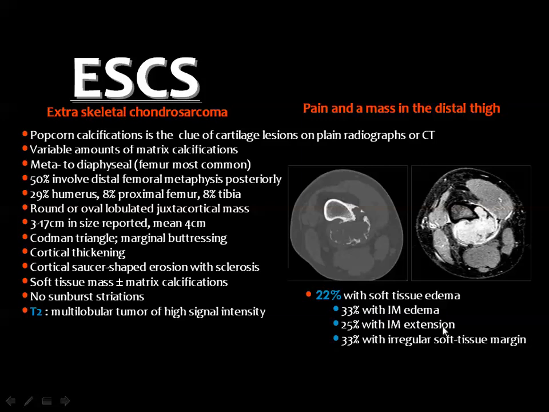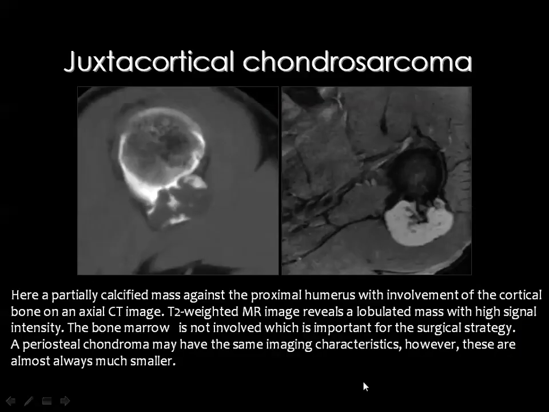the tumor extension into the adjacent muscle or irregular soft tissue margin of the tumor. These are the incidences for the involvement of the adjacent muscles. And this is a lesion which is adjacent to the cortex, and you see the matrix calcification and the bright signal in the T2 weighted image. This can also fit for parosteal chondroma. As you can see here, chondroma may have the same imaging characteristics.